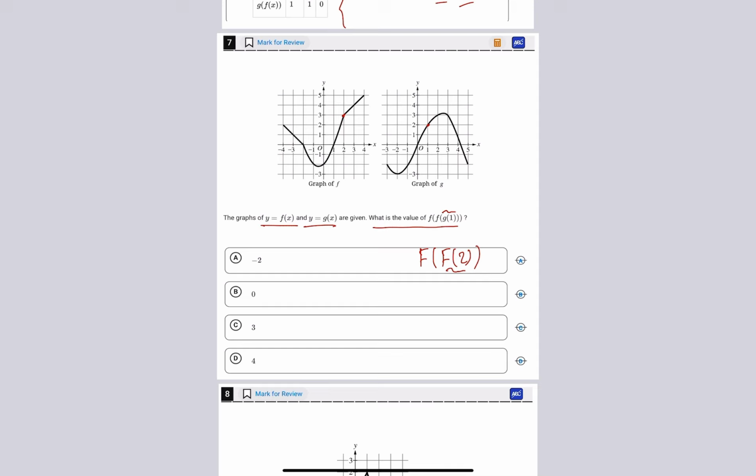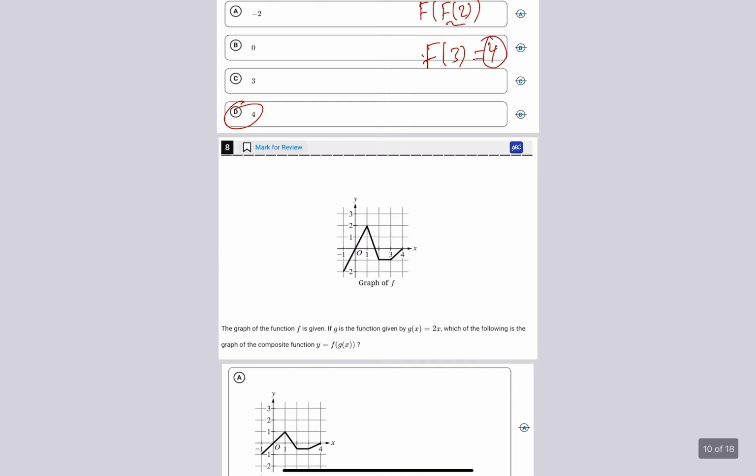We have 3, so I have f of 3. Now, when x equals 3, we have 4, so the answer is simply 4, which is option D.